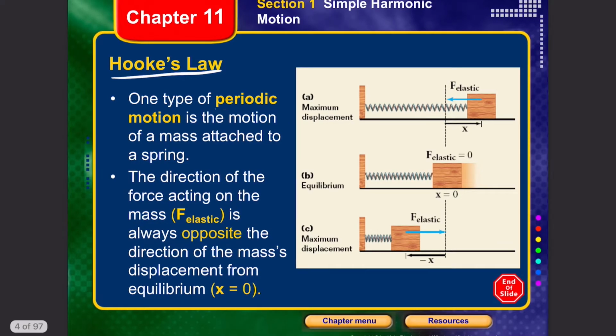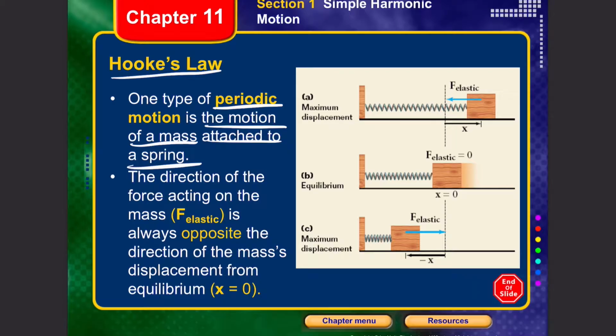One of the types of periodic motion is the motion of a mass attached to a spring. Let's consider three positions. The position at equilibrium is the position where the spring is neither compressed nor enlarged. We are keeping it at normal state, at the resting state. Here, we call that the equilibrium position.